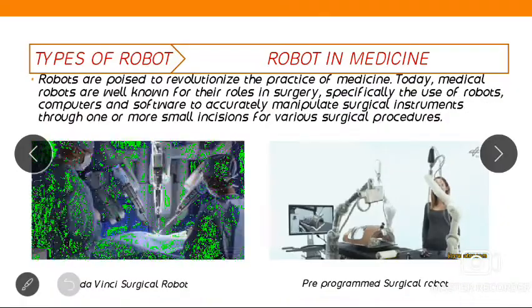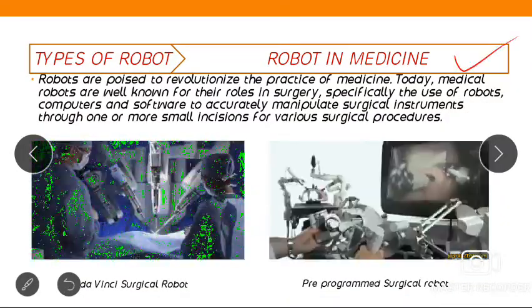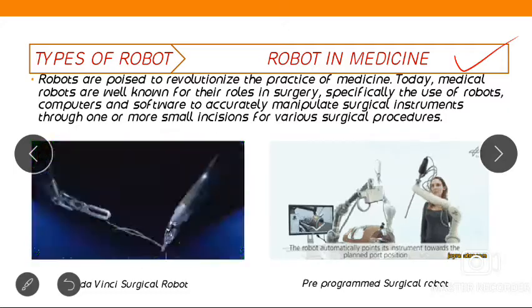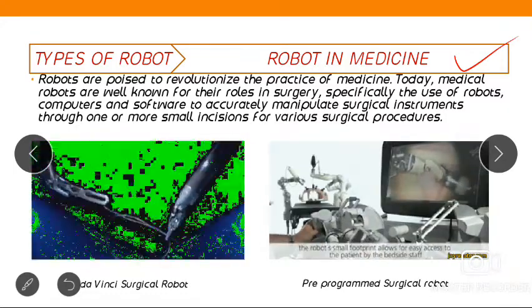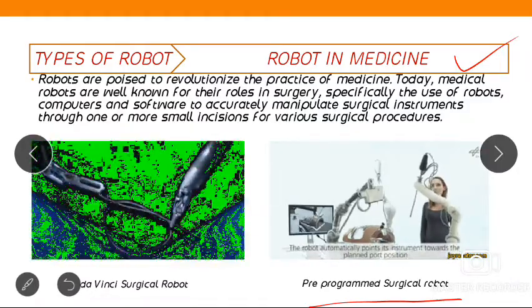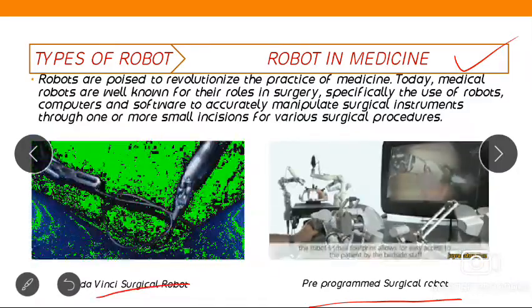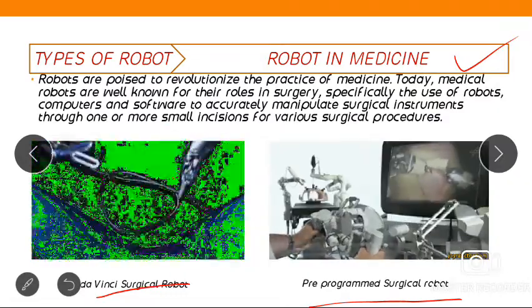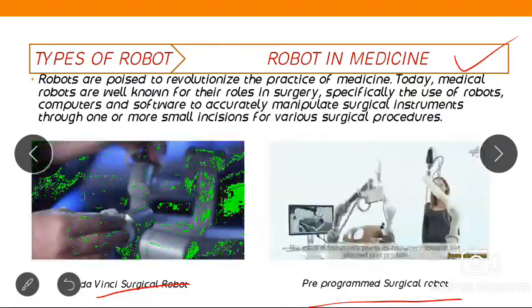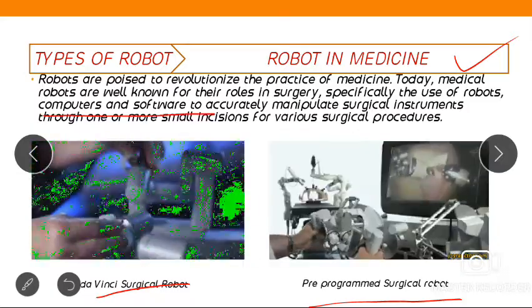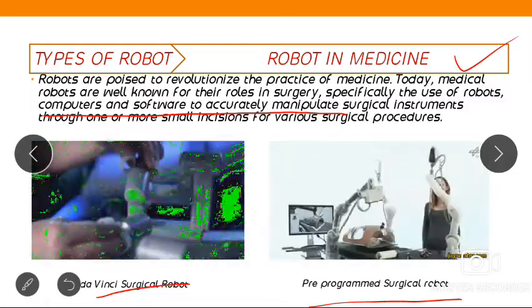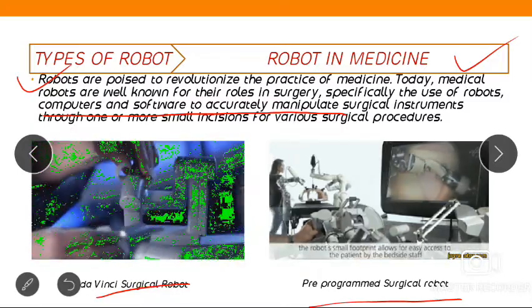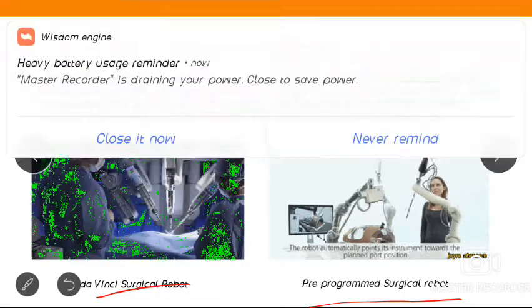Okay. Next is application in medicine. It is a very important application nowadays, because we are using robots in medical, like for surgery. We are using pre-programmed robots for plastic surgery. We are using the Da Vinci surgical robot, and these robots are very useful. Okay, they are more accurate, they are very effective, and they use computer software to accurately manipulate the surgical robots. So their role is very important nowadays. They are using them in medicine, and this revolutionized the practice of medicine.